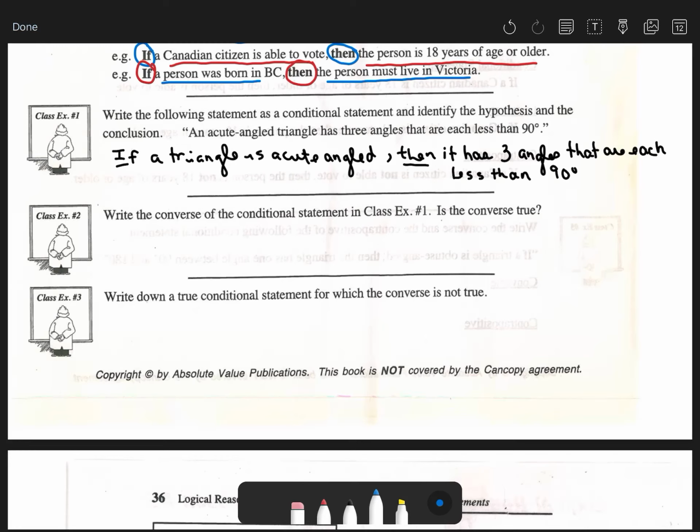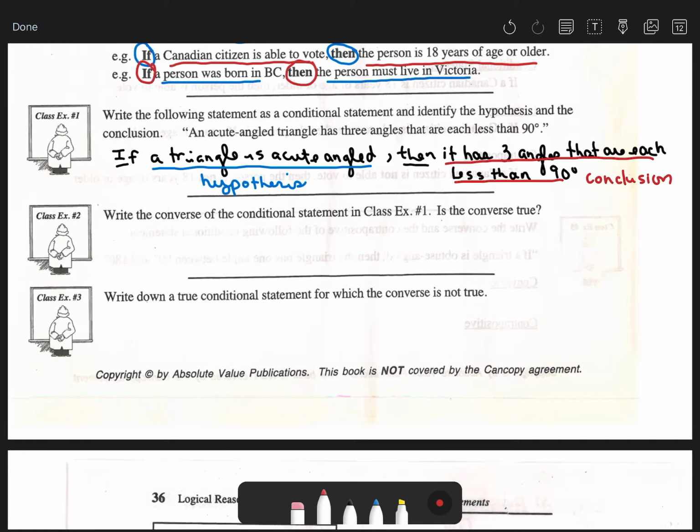So I've written it out as an if-then statement. It says to also identify the hypothesis and the conclusion. Remember, the hypothesis comes after the if portion, so what I underlined in blue is the hypothesis. The conclusion comes after the then portion of the statement, so what I underlined in red is the conclusion.